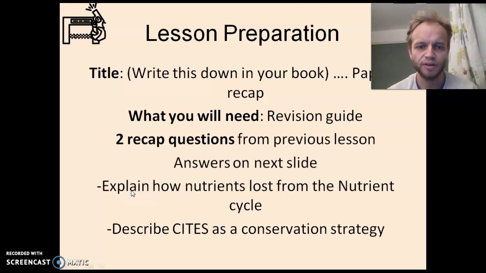So first question is, explain how nutrients are lost from the nutrient cycle. So think about that nutrient cycle. Really important that we have a really good understanding of the nutrient cycle and the processes. So think about the stores, think about the transfers. Where do we get our nutrient loss and why? Okay, so we're explaining, giving a bit of detail in there.